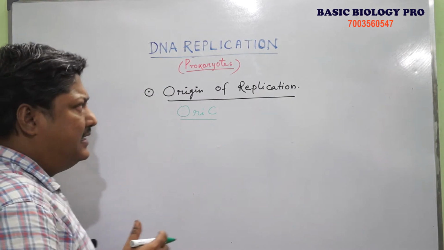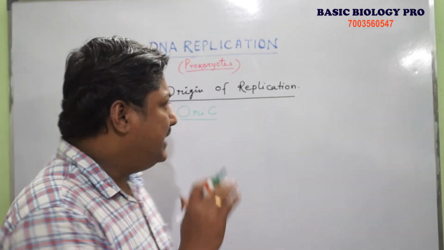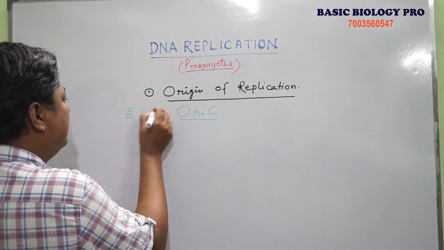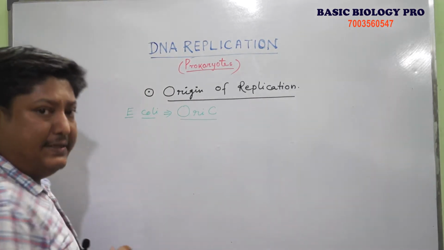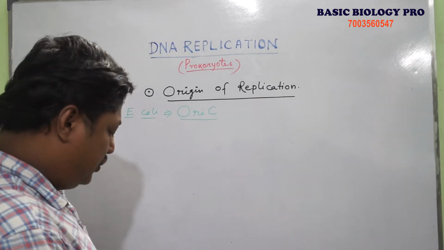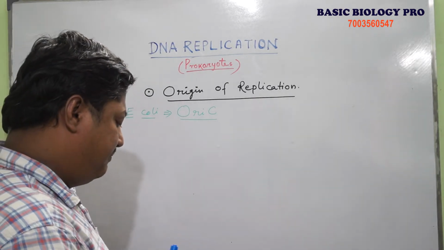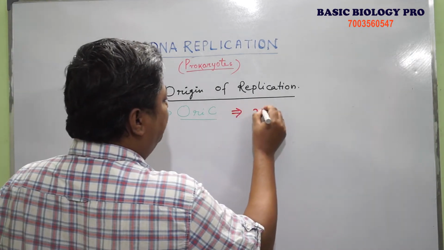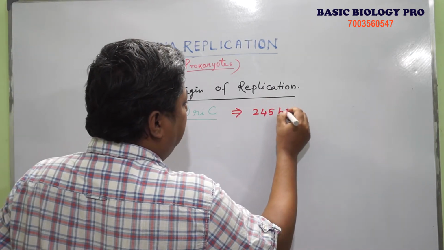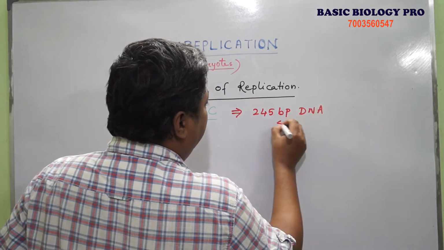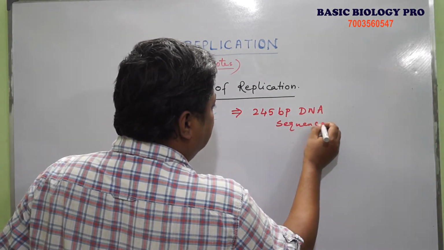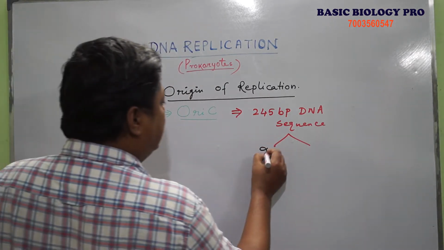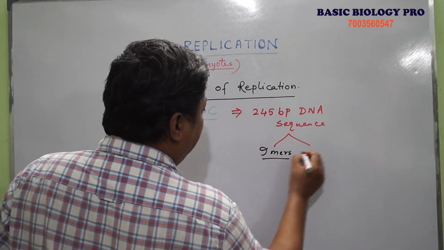In other bacteria, different names are given, but in case of E. coli, it is known as OriC. That OriC consists of a 245 base pair DNA sequence, and within this sequence, there are specifically two regions known as 9-mers and 13-mers.